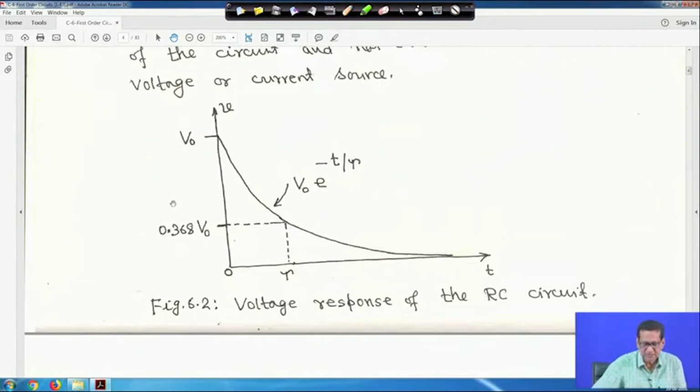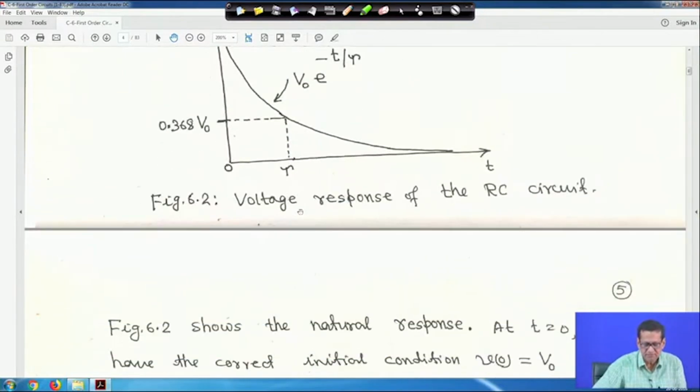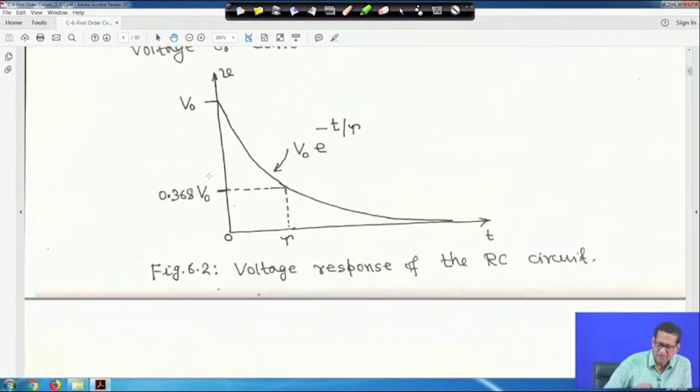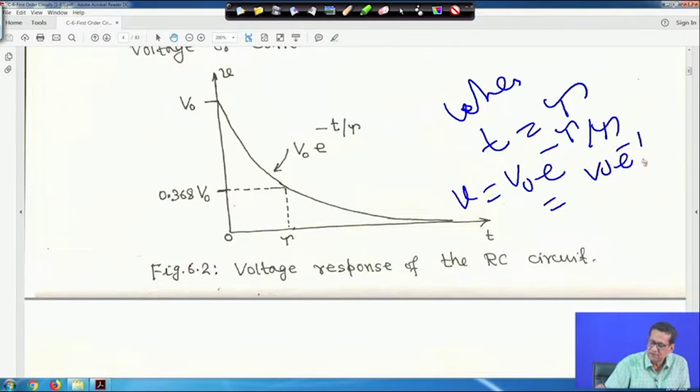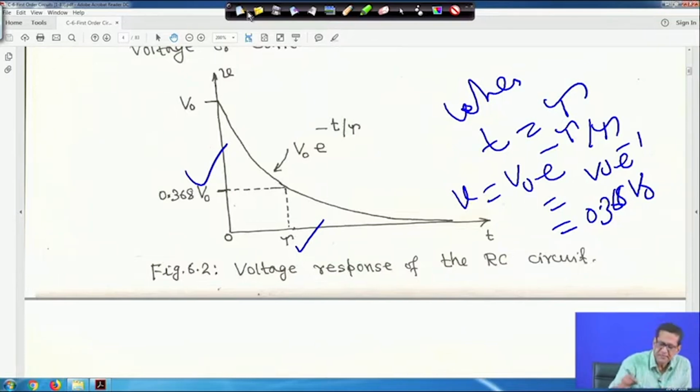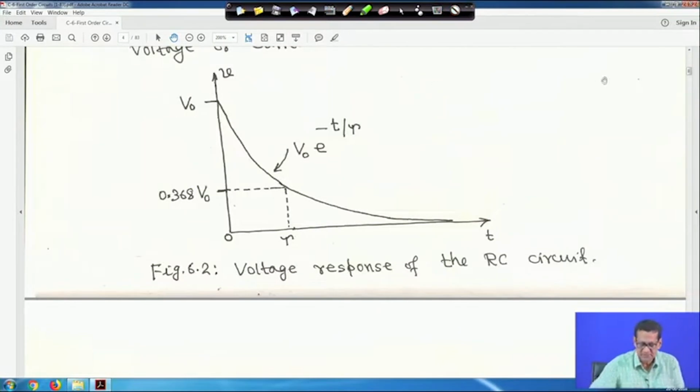So, this is the voltage response of the RC circuit. I am telling that when t is equal to tau, then V will be V 0 e to the power minus tau by tau, that is V 0 e to the power minus 1, that will become 0.368 V 0. It is written here. When t is equal to tau, then it is 0.368 V 0. So, let me clear it. Now, I will come to some explanation.